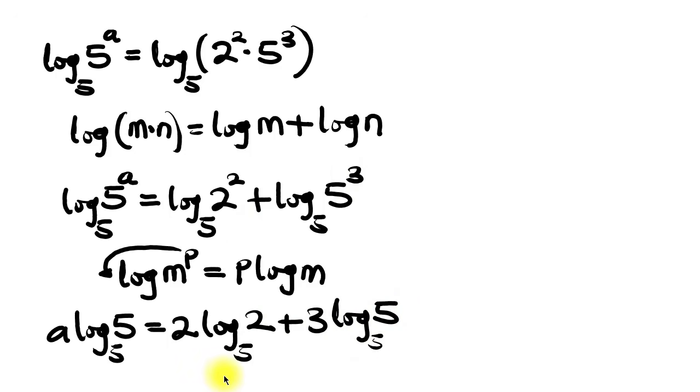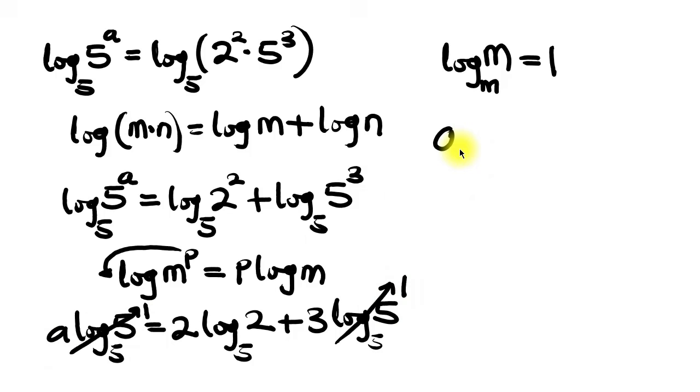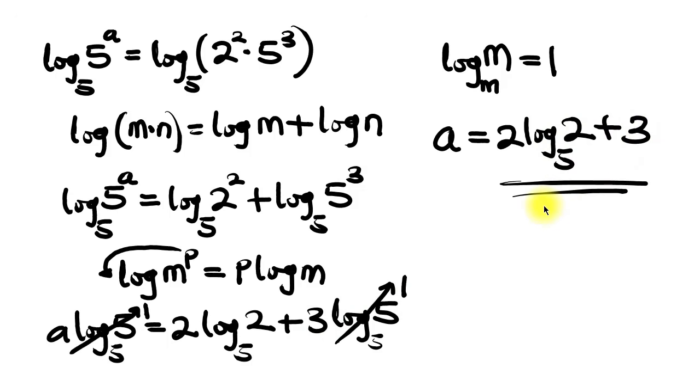Very good. Now, like I said, this is going to be the last property of logarithm that we're going to be using. Whenever we have, for example, the log base m of m, meaning that the base and the number are the same, this is always equal to 1, which means that this is equal to 1 and this is also equal to 1. So this becomes a times 1, that is a, equal to 2 times log base 5 of 2, and then plus 3 times 1, which is 3, and this becomes our final answer.